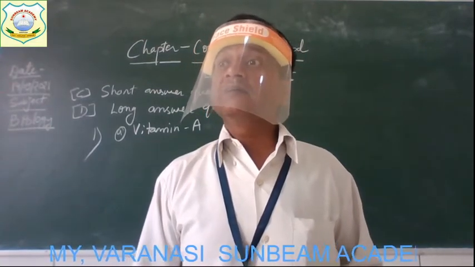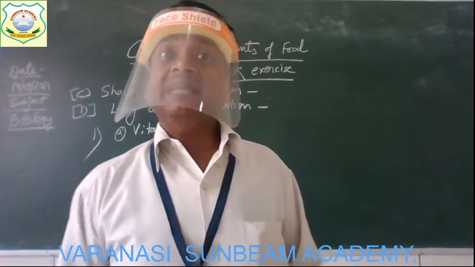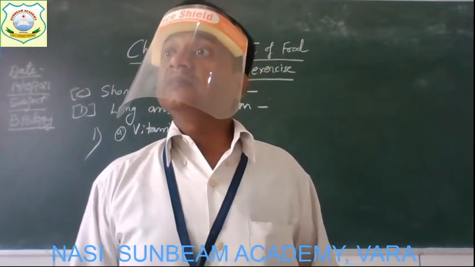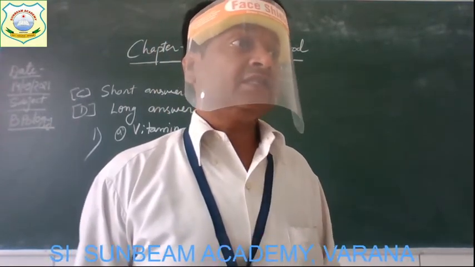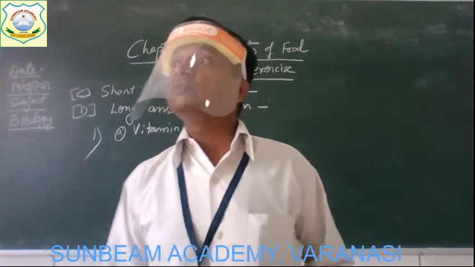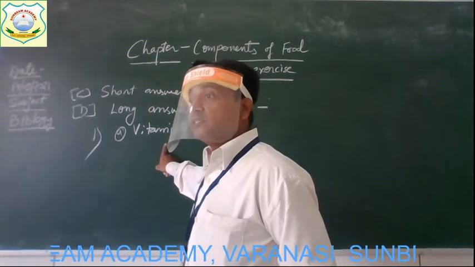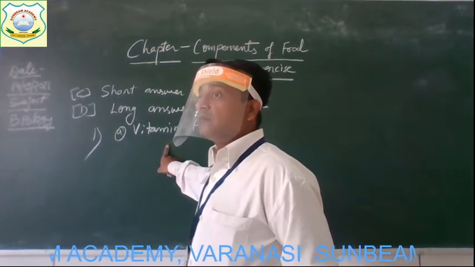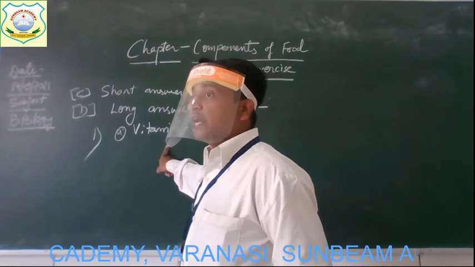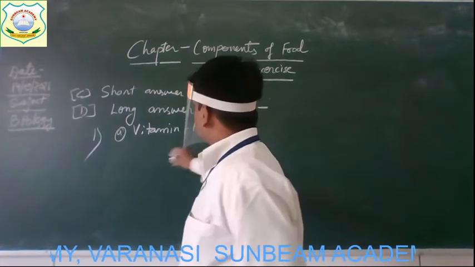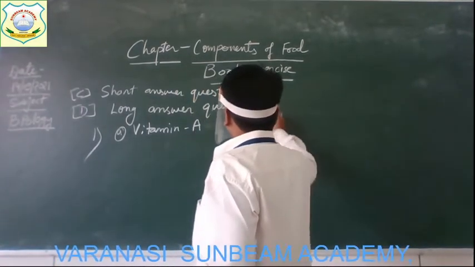Like, what are the diseases that occur due to the lack of vitamin A? Yes, night blindness. This is one of the diseases which occurs due to the lack of vitamin A. That is why this vitamin is very important for our body, to protect us from night blindness. Get it? Second is vitamin C.